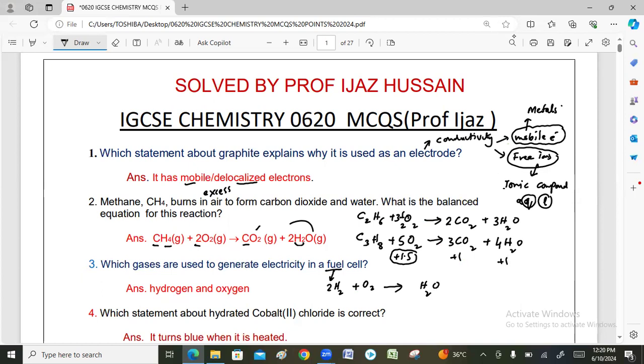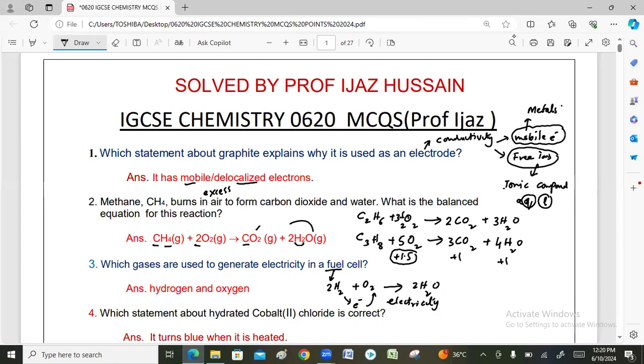And this is the balanced chemical equation. So hydrogen loses electrons and oxygen gains electrons. So that is an electrochemical cell. It produces electricity.